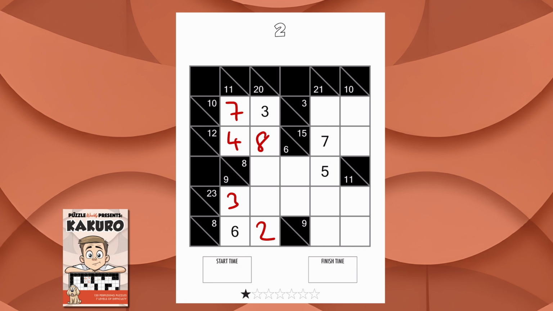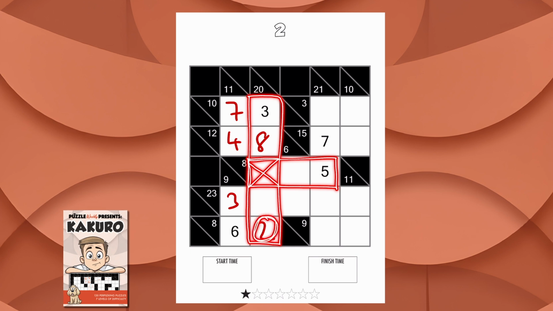And if you remember, our rule is no sum can contain the same digit twice. And we have an intersecting cell here because we've got our 20 here and we've got our 8 here. And this cell in the middle is an intersecting cell. And this 20 sum already has 2.